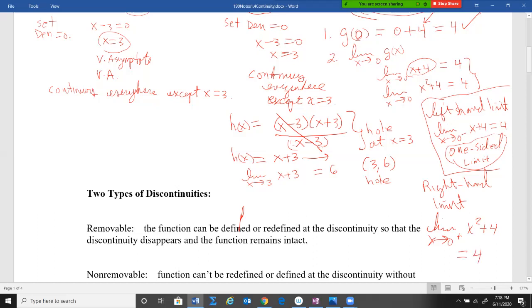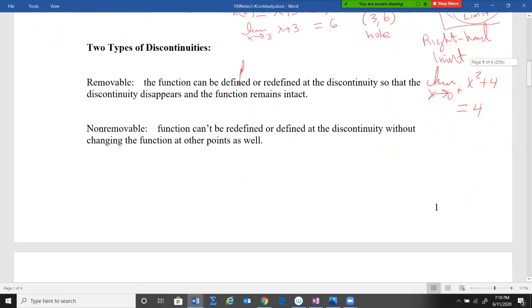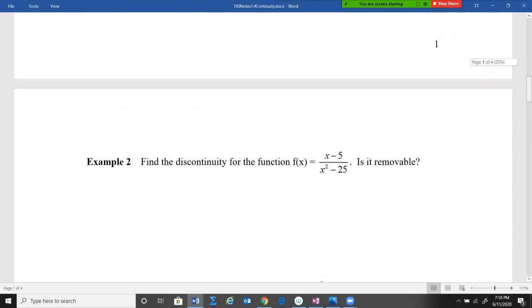Okay, now when it comes to two-sided limits, they only exist if the left and the right-hand limit at the same point exist and are equal. So that's how you calculate a limit at a point where you might have a discontinuity. So we're not really sure, so we can use these limits to help us figure that out.